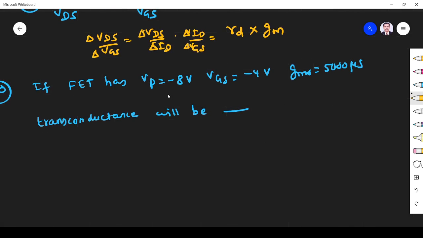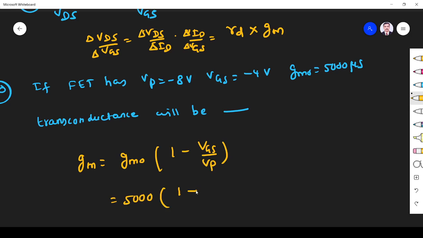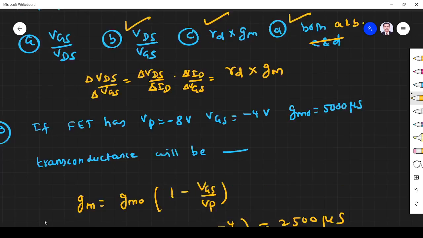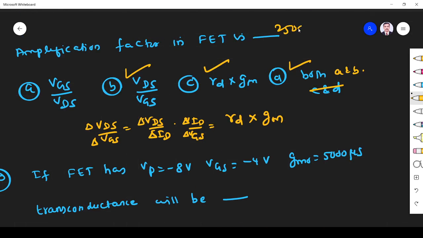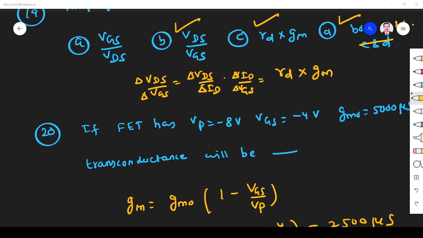If FET has VP is minus 8 volt, VGS minus 4 volt, GMO is 5000 microsiemens, what is transconductance? We know transconductance is given by GM is equal to GMO times 1 minus VGS by VP. GMO is 5000, 1 minus minus 4 divided by minus 8. If you simplify, it is 2500 microsiemens. So the answer is 2500 microsiemens.